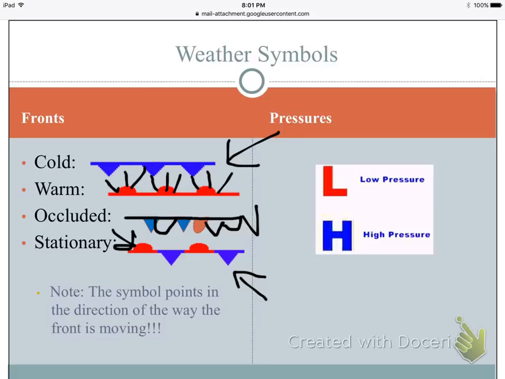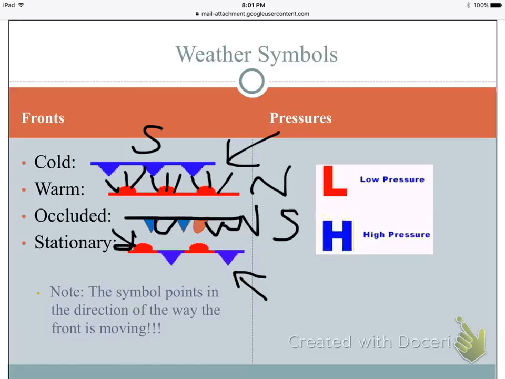It's very important to know that whichever direction your symbols are pointing, that's the direction the front's moving. So this cold front here has the symbols pointing down, so it's moving south. The warm front has its symbols on top, it's moving north. Occluded front's down, so south. And then your stationary front actually is not going to have a direction because it is stationary.